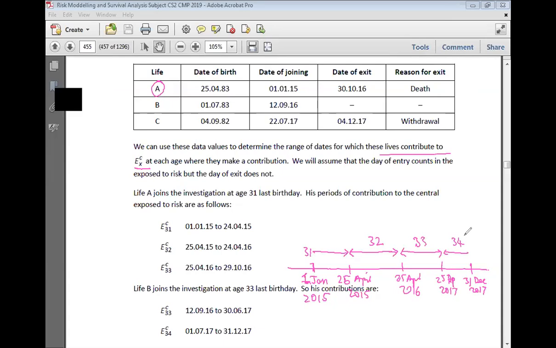Yeah, so we have determined the age of A guy. These are the ages of A guy at this particular point in time. But we also know that the guy didn't really stay with us throughout the whole period of investigation. On 30th October, this A observation exited our investigation. So somewhere in between here, we have 30, 10, 16. And this is when this guy had the exit.